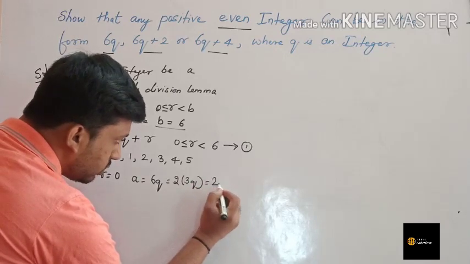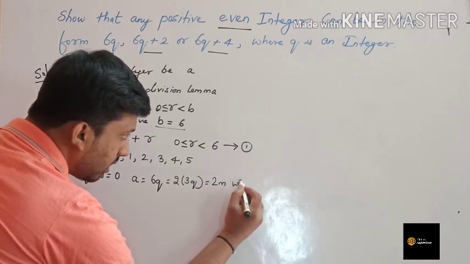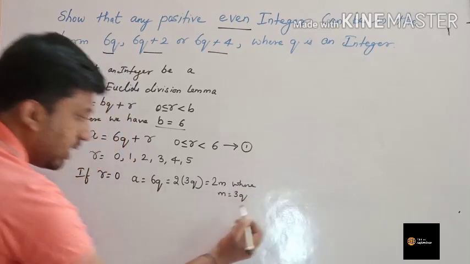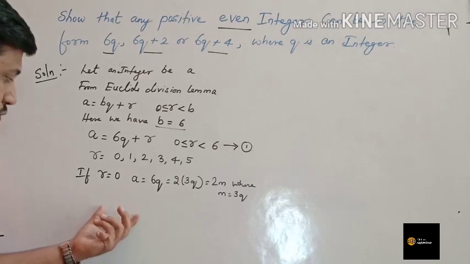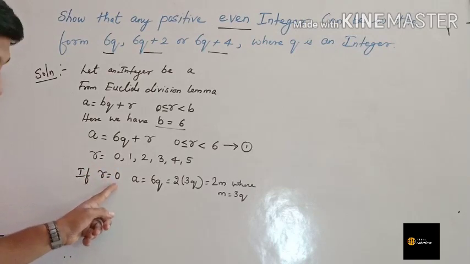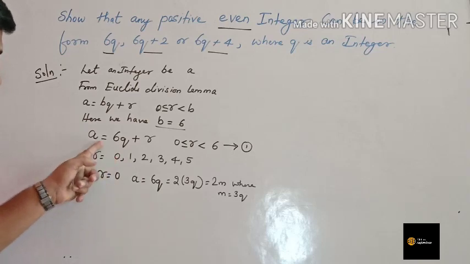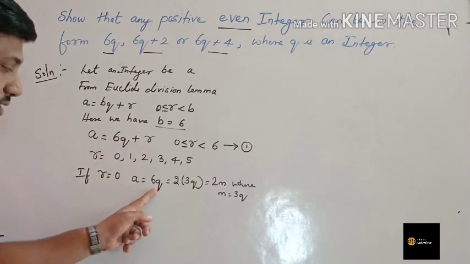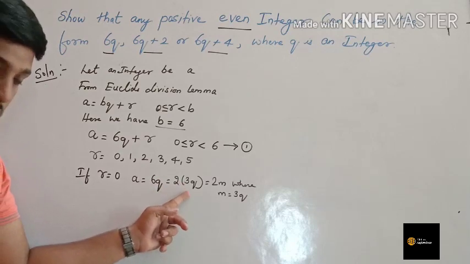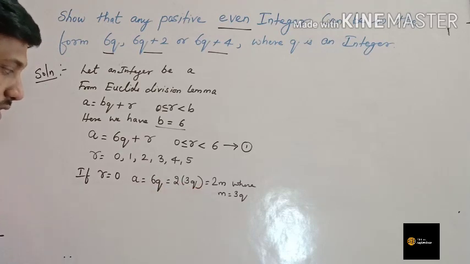So that is equal to 2m, where m is equal to 3q. Can we write like this? Here what I am doing, I am substituting. First case I am taking when r is equal to 0. When r becomes 0, a is equal to 6q plus 0, that is nothing but 6q. So this I am going to split as 2 into 3q, that is equal to 2m. Here this m is nothing but 3q.